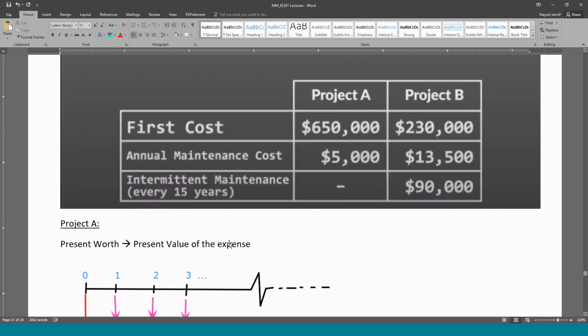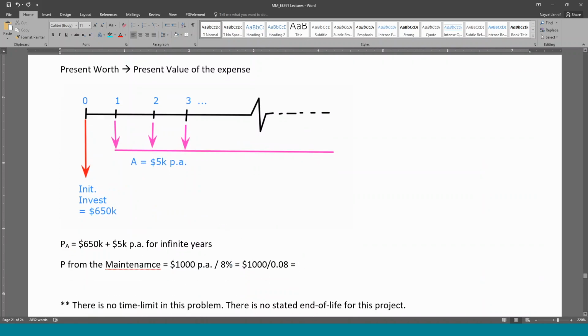Sorry, $5,000. Yes, $5,000 per annum. So, PM, the P from the maintenance. Okay. So what do we get, guys? $62,500. That is the effect of P.